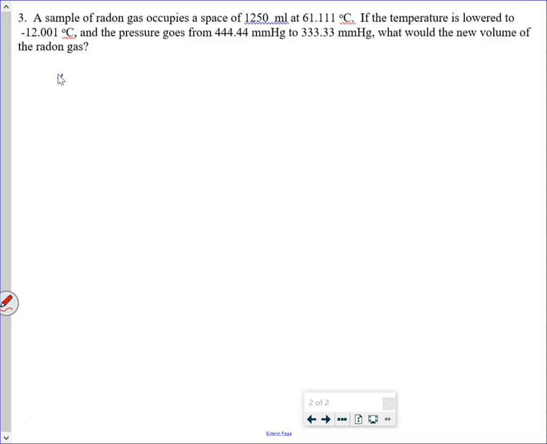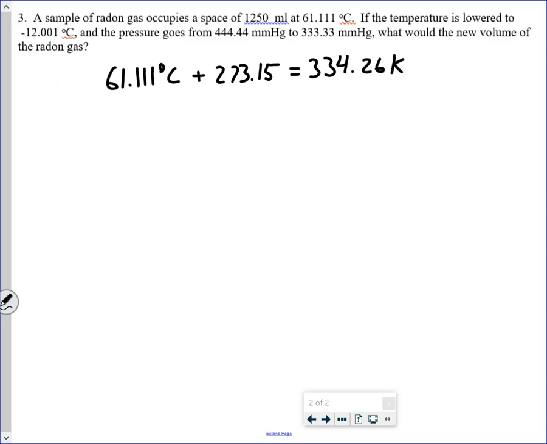So we're solving for volume. Okay? So we must start this problem with the original volume that they gave us in the problem, which is 1250. Before we do that, let's switch our Celsius temperatures into Kelvin and use those to make sure that we don't screw up the math. So let's take the 61.111 degrees Celsius and let's add our 273.15. When we do that, we should get 334.26 Kelvin for the first temperature.